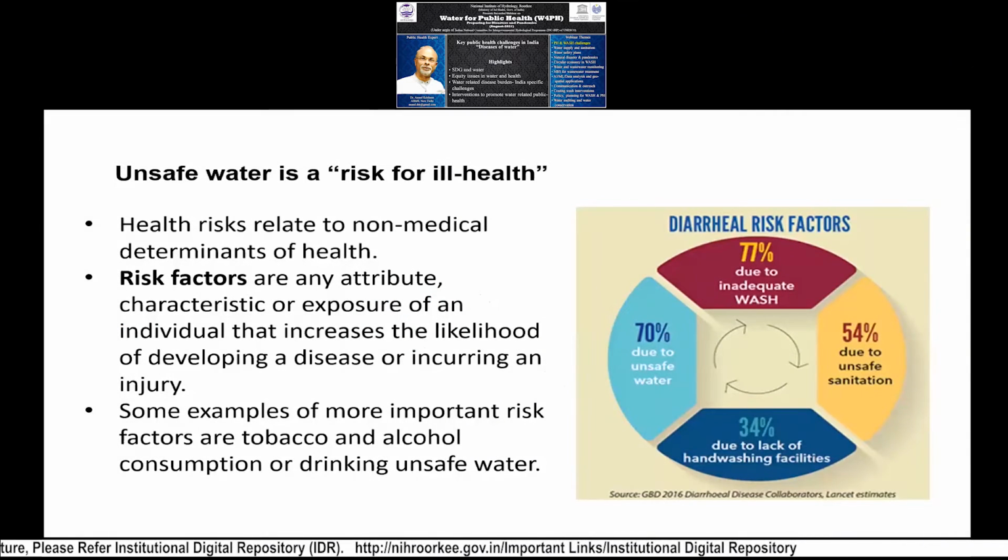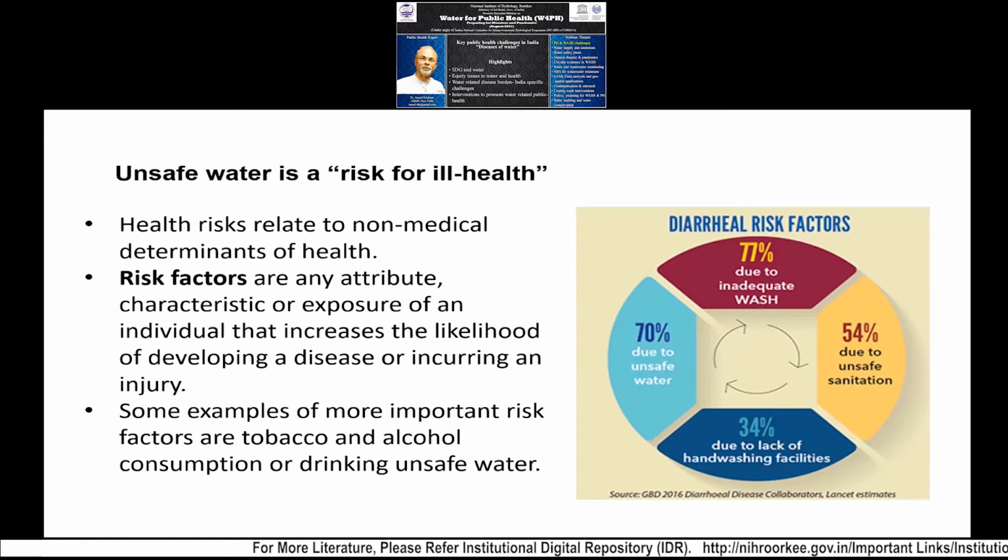However, when we are talking of unsafe water, obviously unsafe water is not a disease, but it is a risk for disease. And we'll come to which diseases are attributable to unsafe water. We use the term risk factors, defined as any attribute, characteristic or exposure that increases the likelihood of a person developing a disease, dying or having an injury. Some common known risk factors are tobacco and alcohol consumption. Similarly, drinking unsafe water is a risk factor.